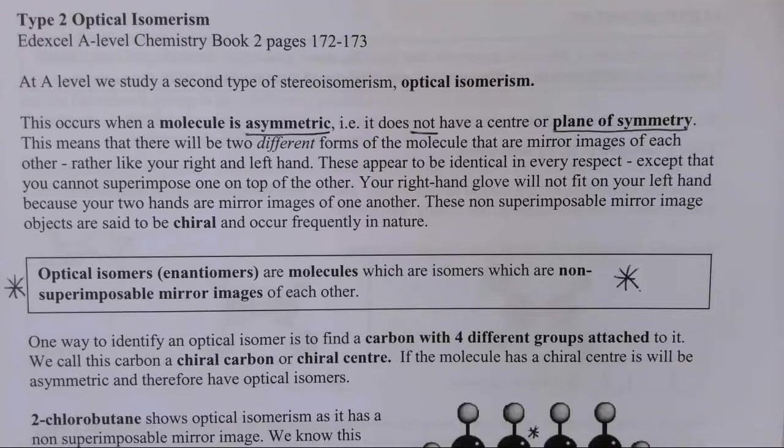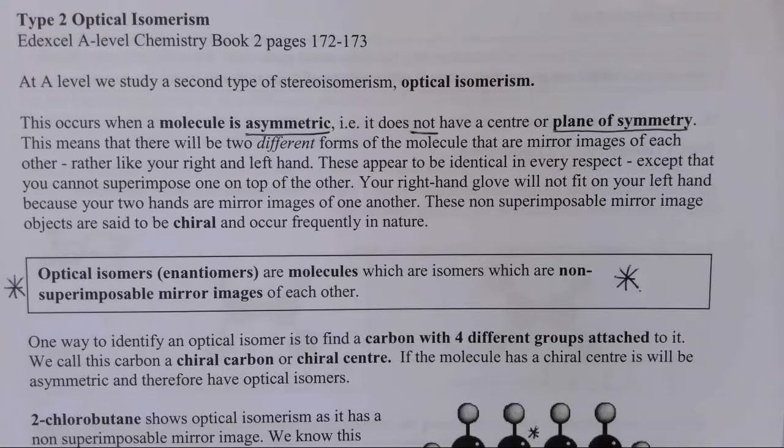They'll appear identical in every respect except that you can't superimpose one on the top of another, just like your left and your right hand are not superimposable. Optical isomers, therefore, are molecules which are isomers which are non-superimposable mirror images of each other. Now that's an absolutely key definition. Okay, so you have to make sure that you've got that definition correct.